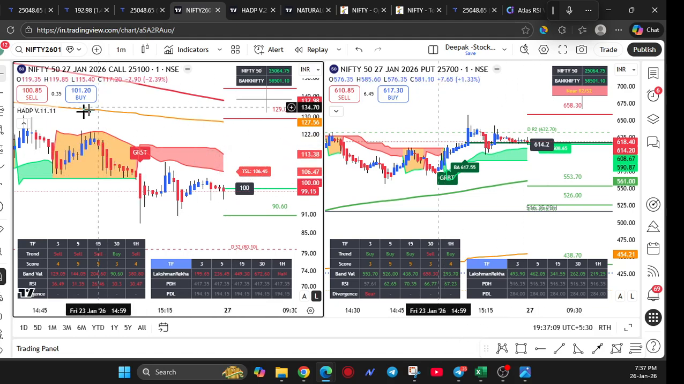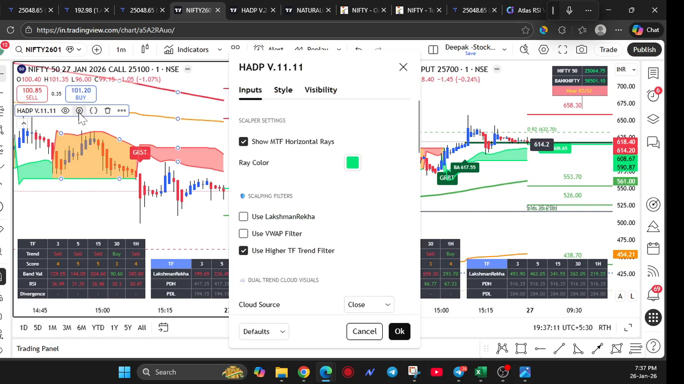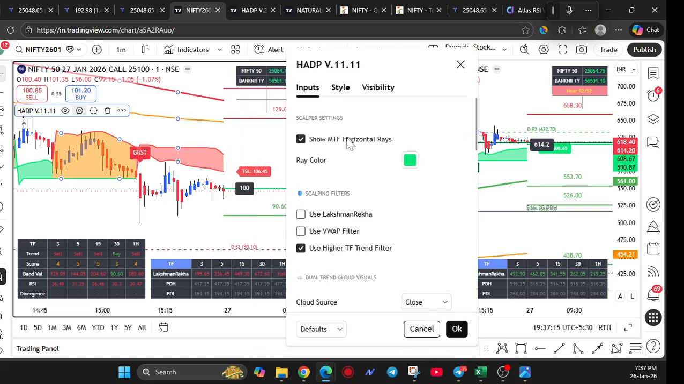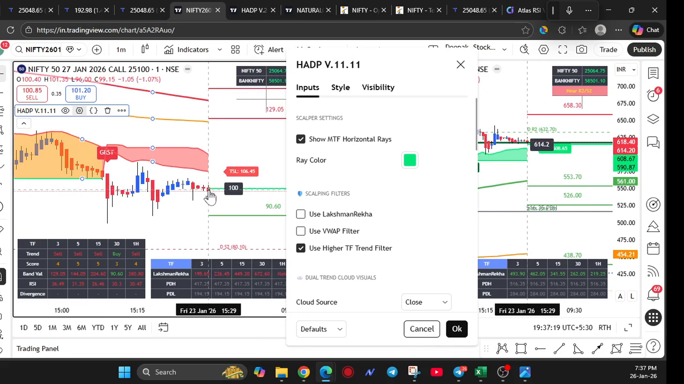If you go to the chart, you will see MTF horizontal rays. Why this is useful: for example, you see the closing of this candle, which is the Heikenaishi close, you can see here, that is at 99.15, but the actual price is 100. So this shows the LTP, last traded price, the real price compared to Heikenaishi, which is different. This is the first point.